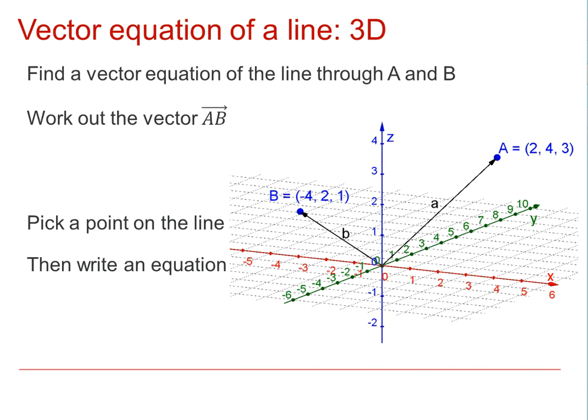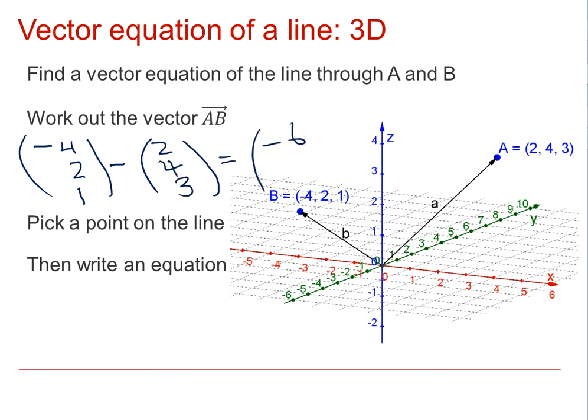In this example, we're asked to find a vector equation of a line through A and B. First of all, let's work out the vector AB. This would be B minus A, or (minus 4, 2, 1) minus (minus 2, 4, 3), which would equal (minus 6, minus 2, minus 2). If we wanted to, we could take a multiple of this, and (3, 1, 1) would be a nice tidy multiple to use.